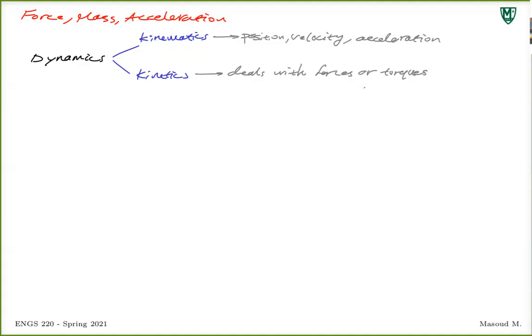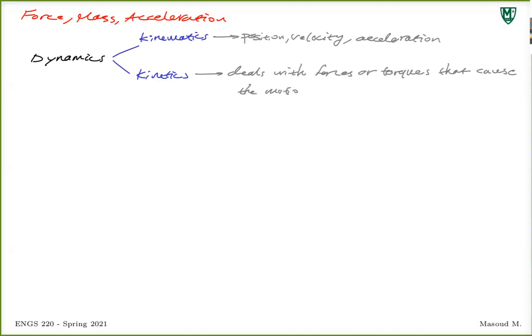I have a much better handwriting with the other board. If you can't read it, just let me know, then I'll read it for you. With forces or torques that, let's put it this way, cause the motion.